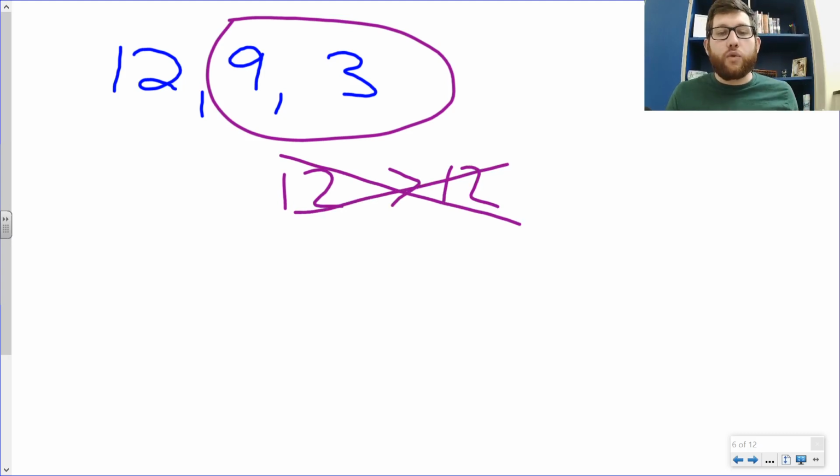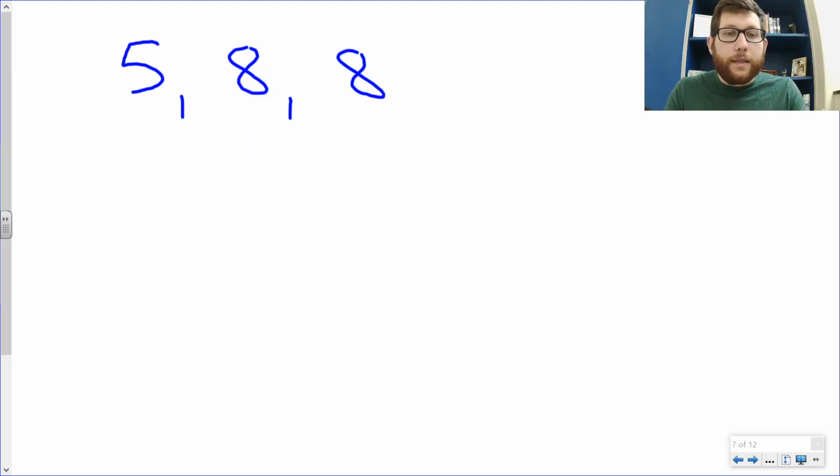If you have equal, the two smallest equal the biggest side, that's still not a triangle. They have to be bigger. All right, well, last one here, and then we'll look at one other variation on this.